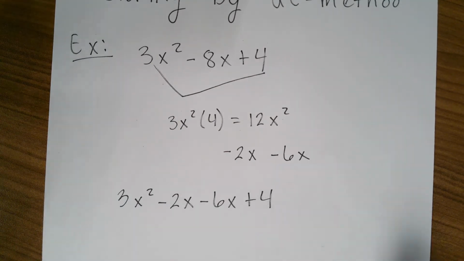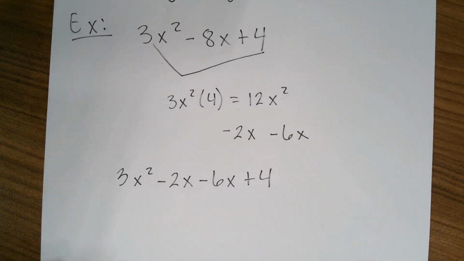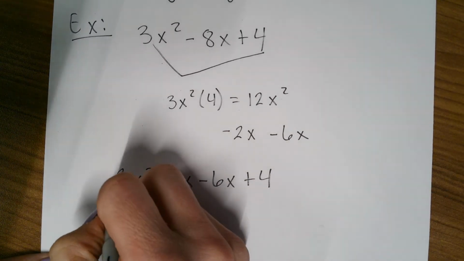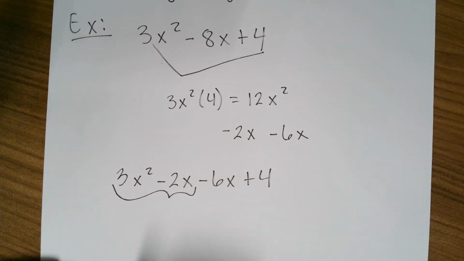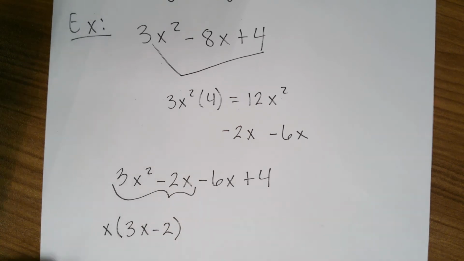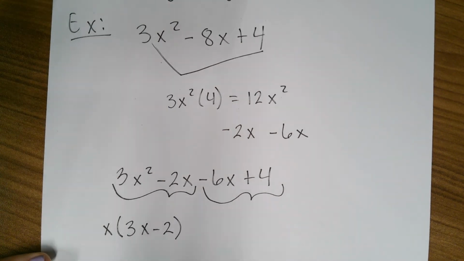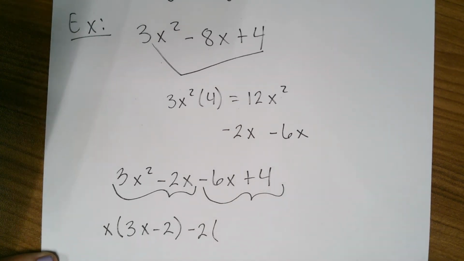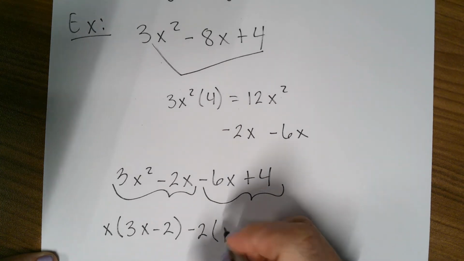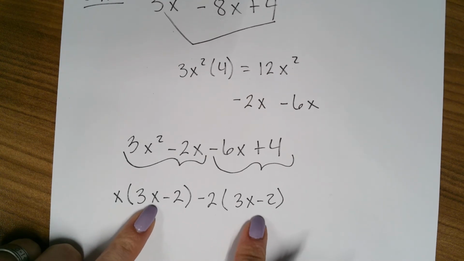And now I have 4 terms, so I can factor by grouping. If you haven't watched that video yet, go back and look at factoring by grouping. So this will make a little bit more sense, but now I'm going to do just that. I'm going to factor by grouping. So I'm going to take the first 2 terms, what do they have in common? Just an x. Factor out the x, I'm left with 3x minus 2. And now what do I need to factor out of the second half to make it look like 3x minus 2? And the answer is negative 2. If I factor out negative 2, that leaves me with 3x minus 2.